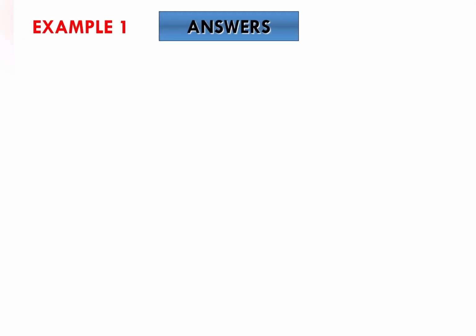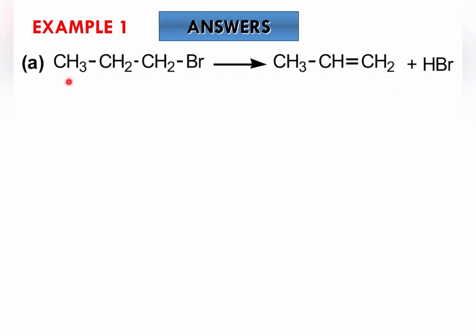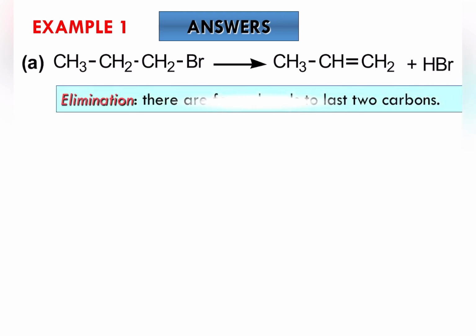So let's go to the first question of example 1. You can see that you got a 3 carbon chain with CH3, CH2, CH2Br. But when you take a look at the product side, the product side has less number of atoms attached to the carbon chain. This means that this reaction is elimination because there are fewer bonds to the last 2 carbons, as you see from these carbon atoms.